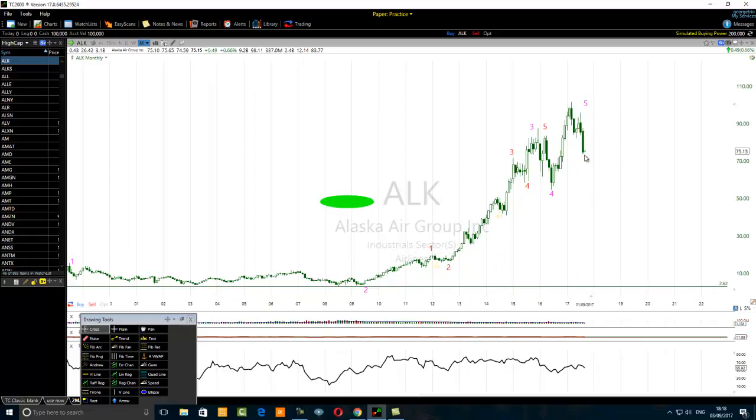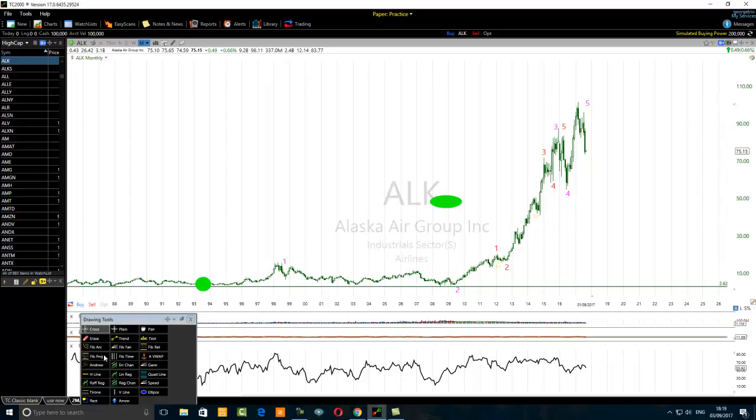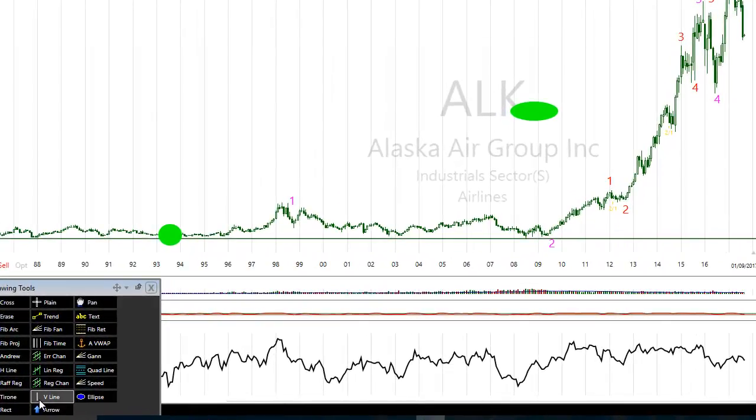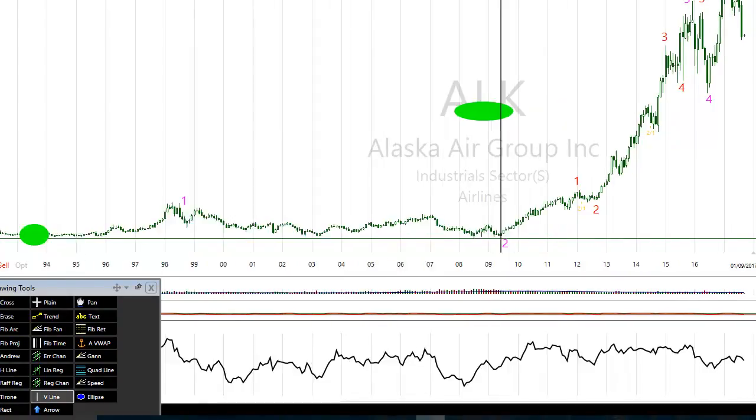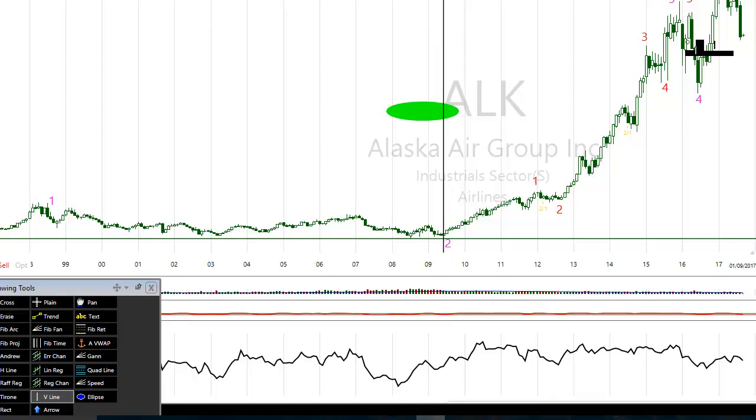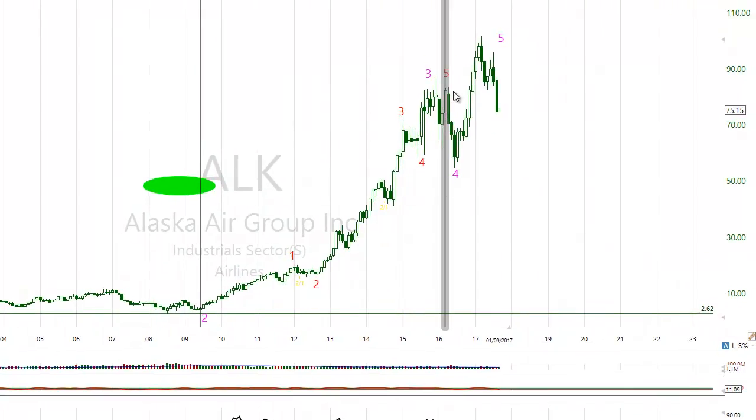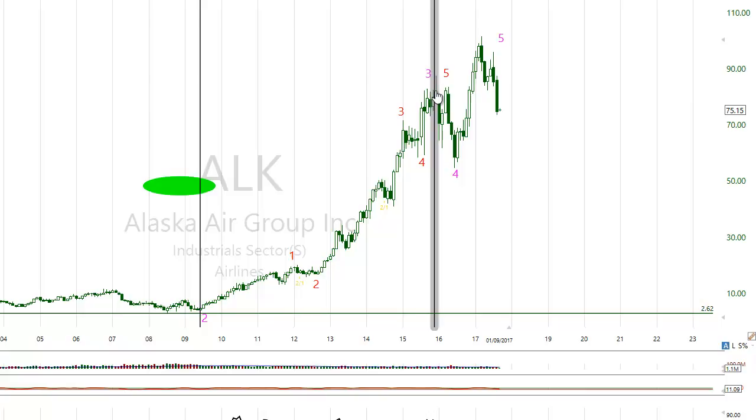So what is happening here? Are we going to have a fifth wave extension? Anytime we think of third, fifth, and first, we should think of extension. So now you can see that, here we are. According to our guidelines, we are stuck here. The impact is here. That's the end of our fifth wave. 1, 2, 3, 4, 5.